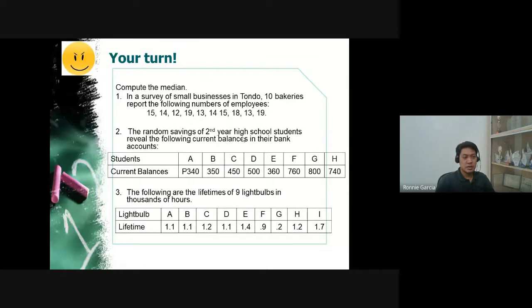So the first answer is 14 from Mr. Quabo. Are you sure? How about the others? I need to have more than one answer before I present the correct answer so we have options. So I think that's enough. Some have given answers. The correct answer for number 1 is 14.5. Okay, nobody got the correct answer in our chat box.